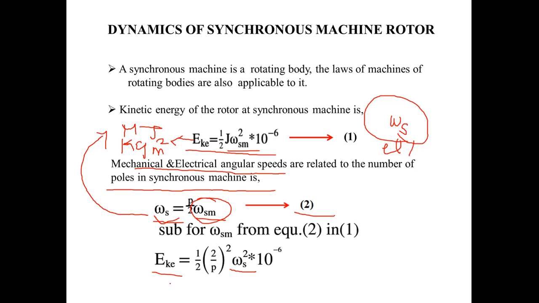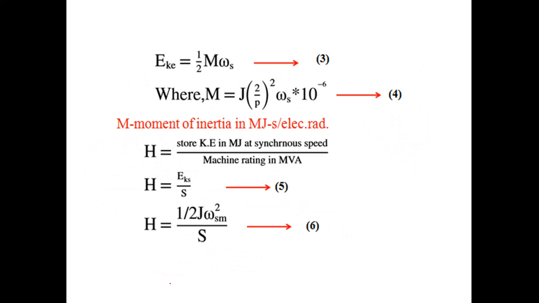After substituting this equation in the kinetic energy, we make a constant, M, which represents the moment of inertia. This formula is derived from the previous equation, J into 2 by P whole square omega s into 10 power minus 6. Mainly this moment of inertia is used in the stability analysis.